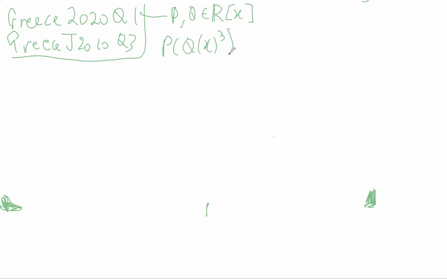Okay, so I believe this question was something like: for what polynomials with real coefficients? So you have P and Q are real polynomials. They satisfy P of Q of X cubed equals X P of X times Q of X cubed.